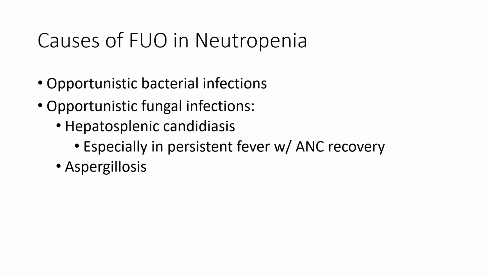And neutropenia, similar to some of your immunocompromised HIV patients, you think of opportunistic bacterial infections, opportunistic fungal infections. Hepatosplenic candidiasis is an important one to remember. This is something that you can see in patients who had profound neutropenia for a prolonged period of time and then start having a fever once their ANC recovers. Those patients, if you image them and see lesions in the liver or spleen, then definitely think of hepatosplenic candidiasis. And then aspergillosis can also be seen in your long-term neutropenic patients, and they can actually start developing fevers more as their ANC recovers and their immune system starts kicking in again.